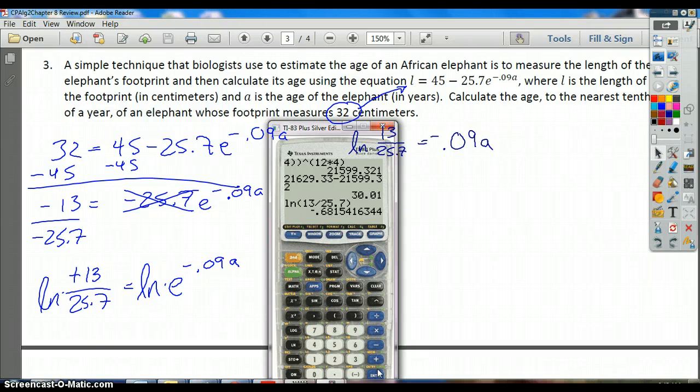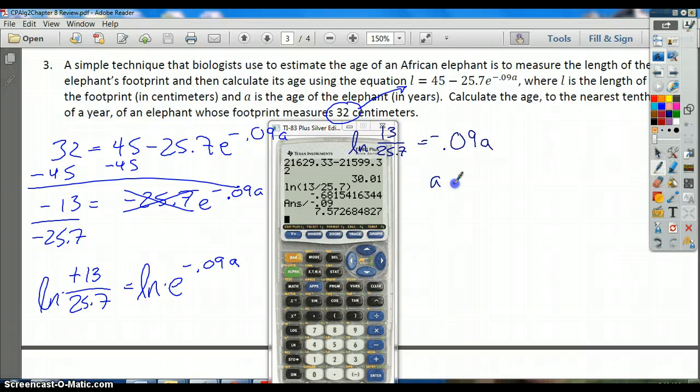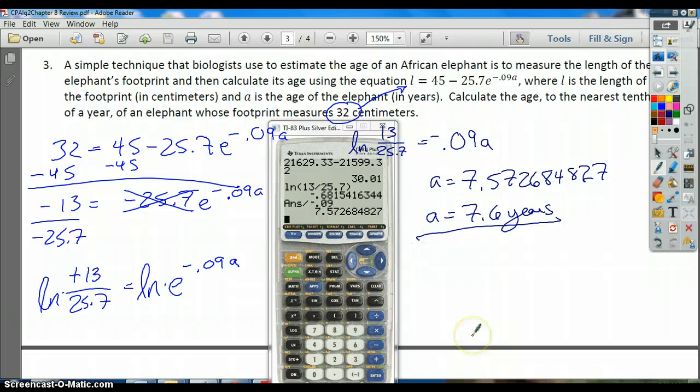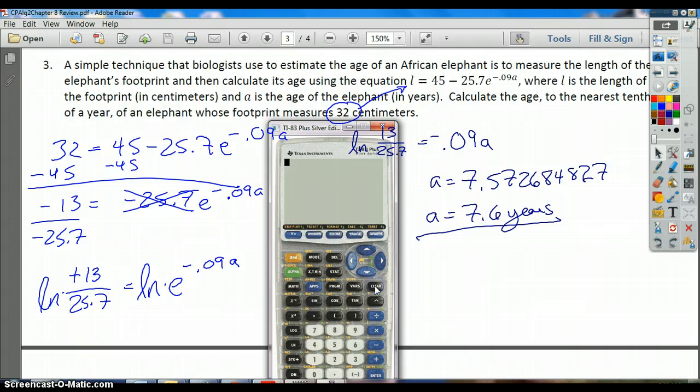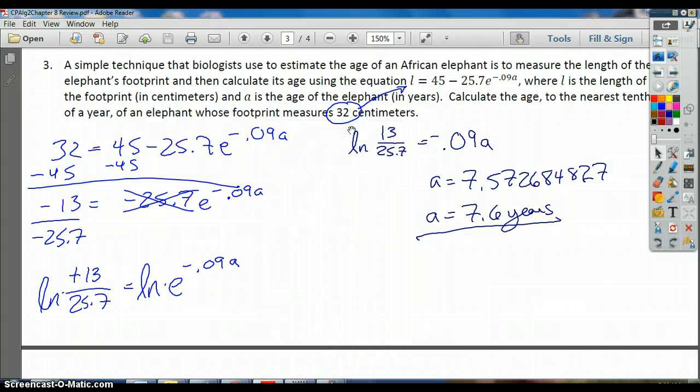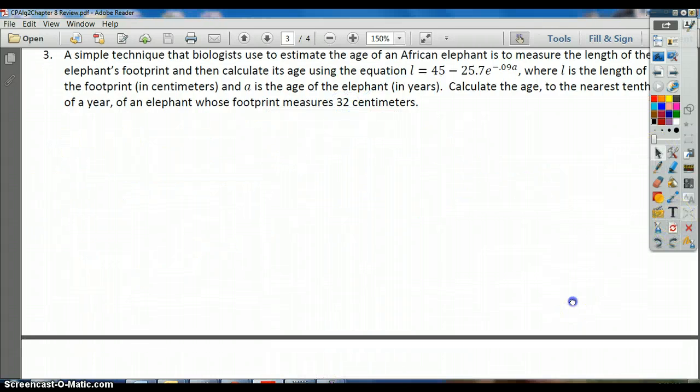Okay, so that's negative 0.681541634. I'm going to divide that by negative 0.09. And there is my A value. 7.57268487. To the nearest tenth, we're looking at 7.6 years for the elephant's age. All right, the next part we're going to look at here is going to be non-calculator, so that calculator will be gone. There's your elephant problem.